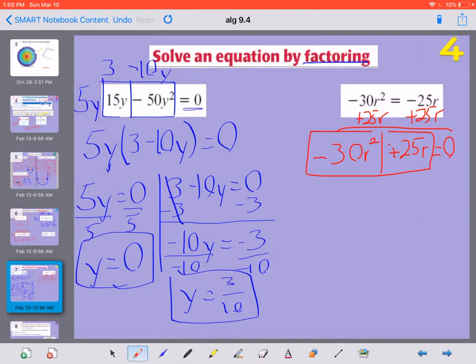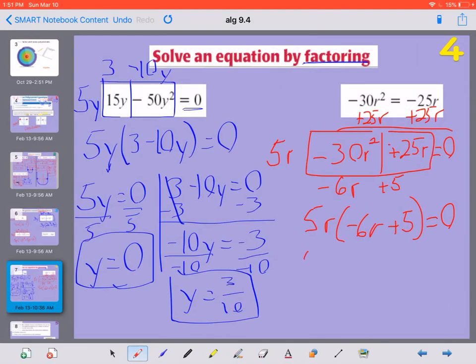Now what goes into both negative 30 and 25? Well, I know that's a 5. And it looks like I can take an r out of both of those. So we have 5r. Now to get to negative 30, I'd have to multiply by negative 6. Now it's r squared, so I'd need another r. And to get to 25, I would have to multiply by 5. And I already have the r, so I can just leave it like that. So we would have 5r times negative 6r plus 5 equals 0.